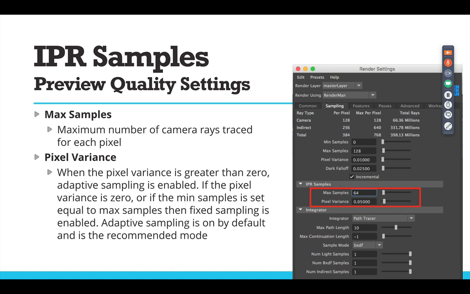Given just these two settings, you'll never be able to get a production quality render with just IPR. It's not designed for that. It's just designed to give you a preview. You like what you see, you start using bigger numbers up here to get a final render. The pixel variance works the same way as it does in the sampling section. So IPR, you can leave it at the default.